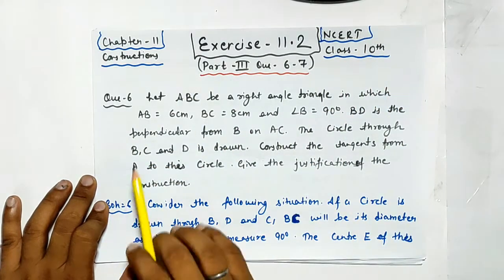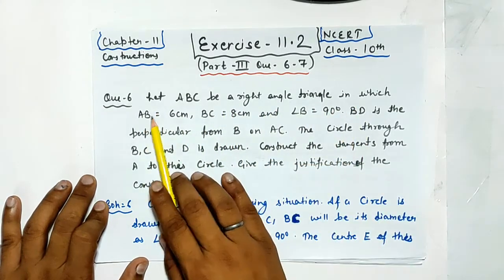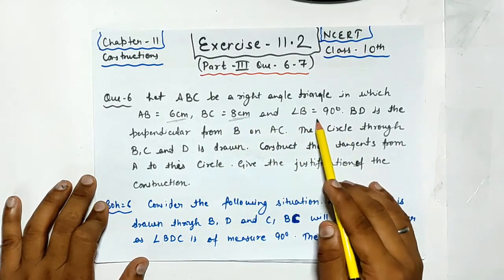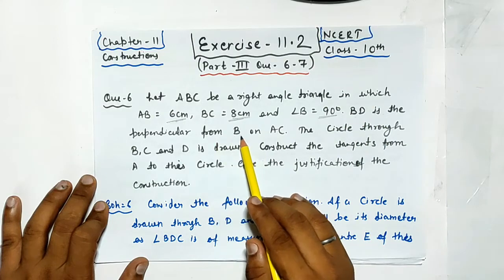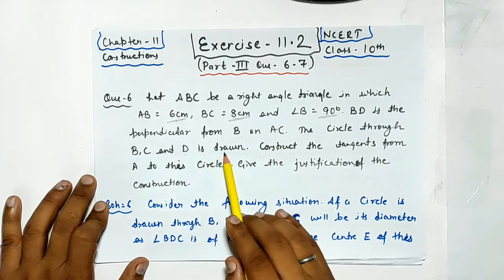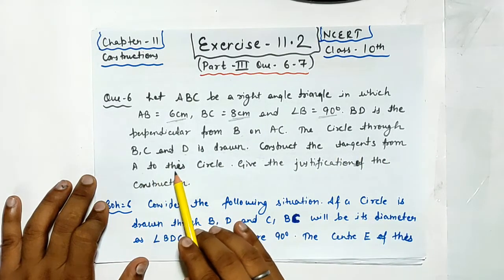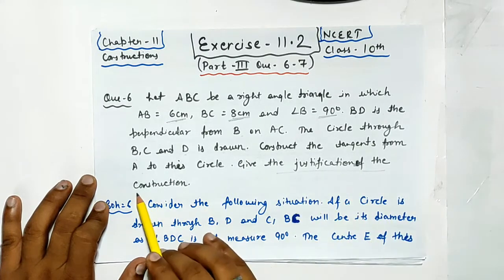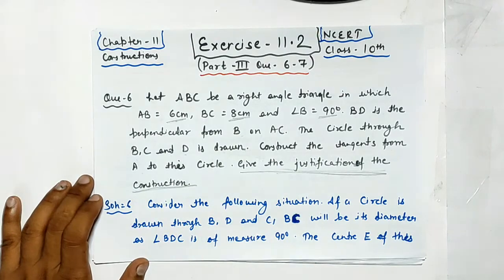So question number 6 says, let ABC be a right angle triangle in which AB is equal to 6 centimeter, BC is equal to 8 centimeter, and angle B is 90 degrees. BD is the perpendicular from B on AC. The circle through B, C and D is drawn. Construct the tangents from A to this circle. Give the justification of this construction. So here also you need to give the justification of the construction.